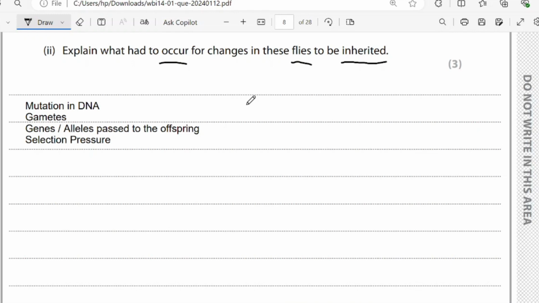The alleles and the genes were present in the gametes. It's really important to mention gametes because that's what you pass on. That's what is being passed on to the offspring. So the gametes had this mutation or these changed alleles or mutated genes, and they were present in gametes which were passed on to the offspring. And as a result, the number of offspring with these gametes, genes or alleles increased. And this happened because there was selection pressure. It's really important to mention selection pressure, and that's why the mutation occurred.